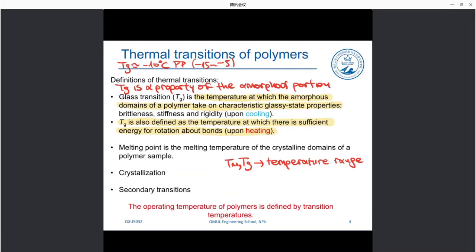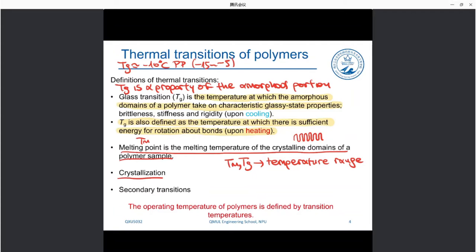For the crystalline part, we have the melting and the crystallization temperature. And what is the melting? Simply, the melting temperature is the temperature at which the crystalline domains of a polymer are destroyed. So the melting point is the melting temperature of the crystalline domains of the polymer sample. So it has to do with the crystalline regions. We will see later that they are packed like that, so they have a high degree of order.